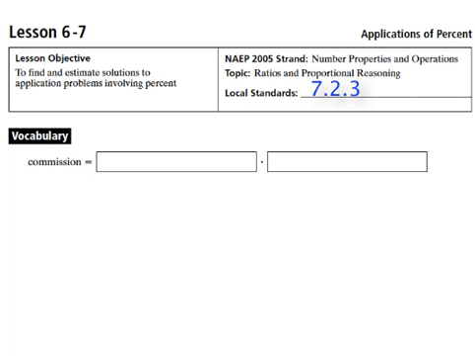Today's lesson is on applications of percent. We're going to find and estimate solutions to application problems involving percent. The Indiana Academic Standard is 7.2.3.